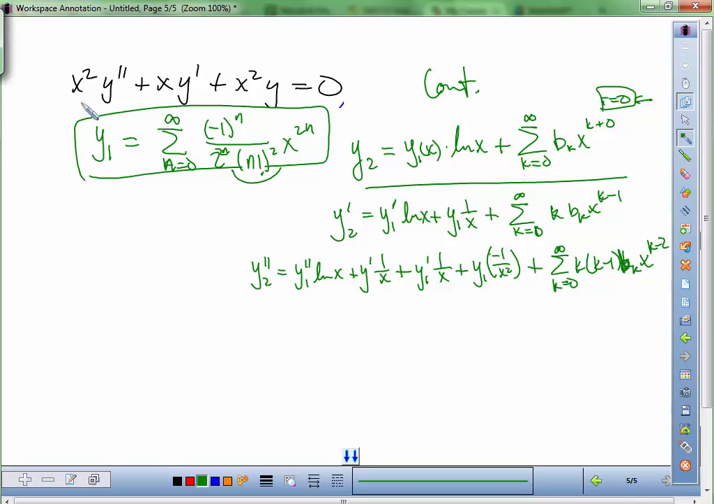Okay, now let's multiply this whole thing, y2, with x squared. Boy, is that going to be easy? Yes, that's going to be a piece of cake. It's not. I'm just pretending that it's going to be easy.